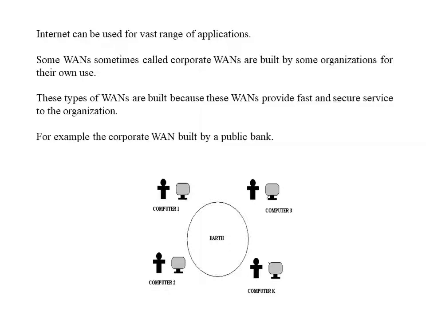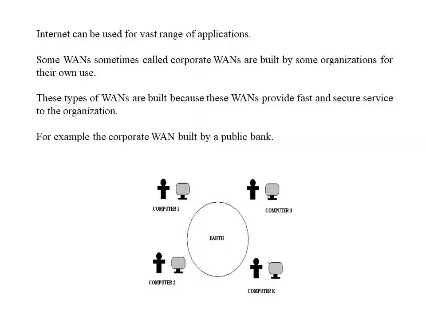Some WANs, sometimes called corporate WANs, are built by some organizations for their own use, like banks have their own intranet. So this type of WANs are built because these WANs provide fast and secure service to the organization. For financial services, security is very important. So they use their own intranet for financial transactions. And when they deal with the public, they use the normal WAN. For example, the corporate WAN built by a public bank. So this is an example.